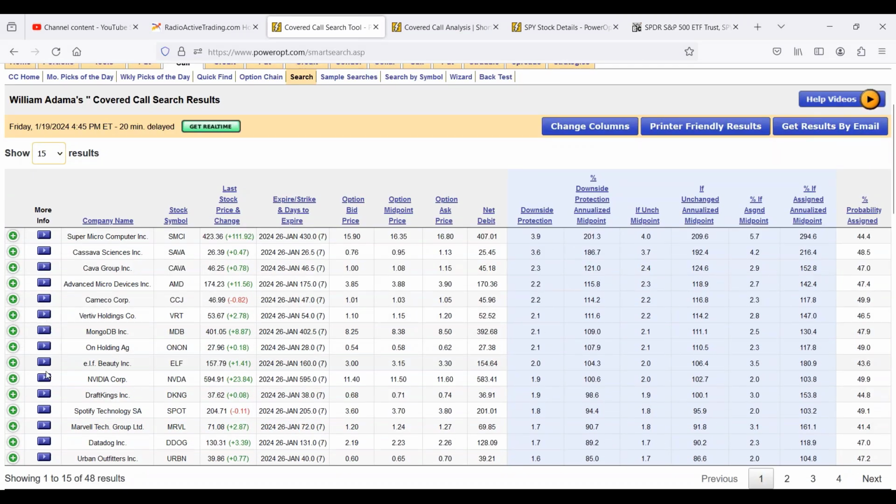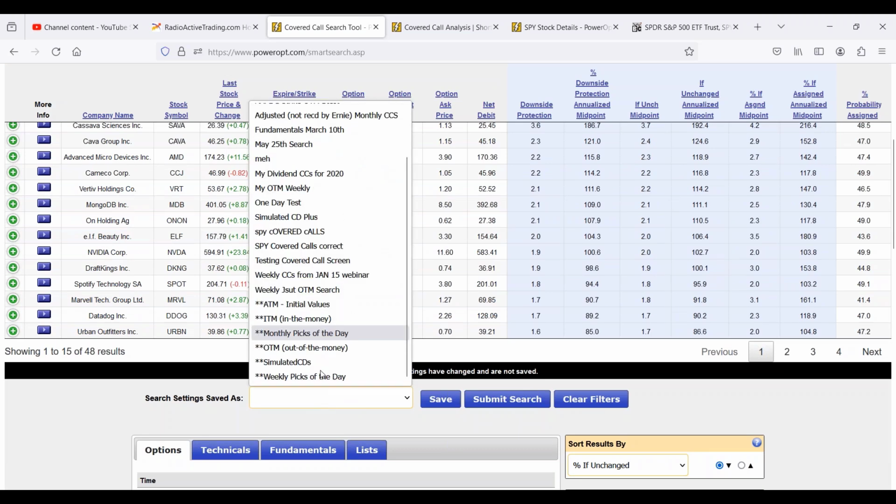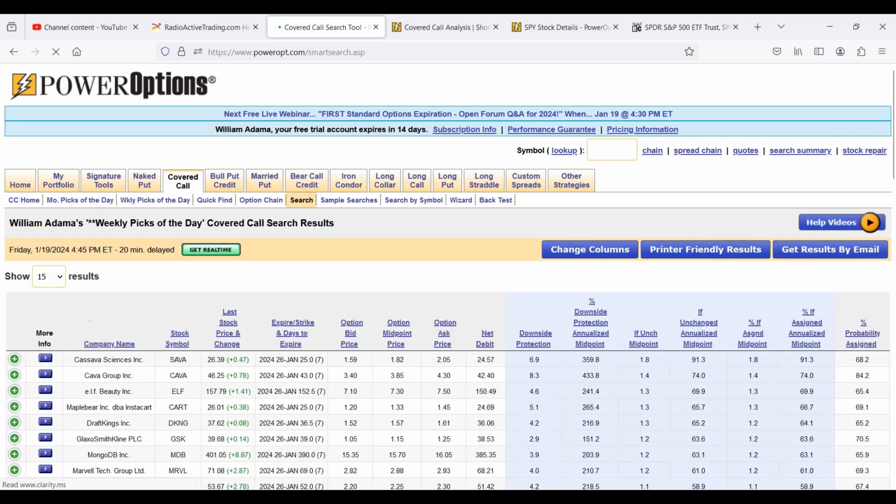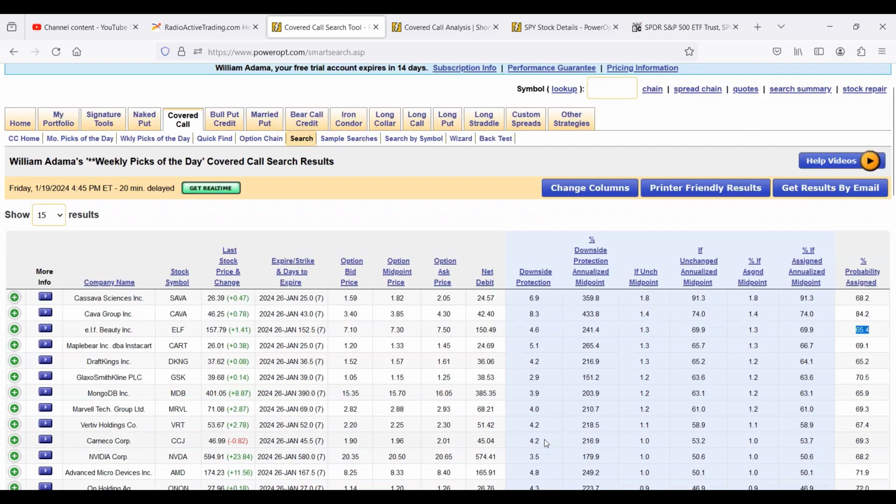And of course, you can see that. Let's just take ELF since we were talking about it earlier. Oh, I'm sorry, let me go back to the weekly picks of the day here. This was the one that was most updated. The close ELF is still in there, but the stock's at 157.79. We're seeing the 152.50 for almost that same 730, 735 price. We saw the 154 at 1 p.m. today. So it's still that 4.6, 4.8% downside protection with a 1.3% return if assigned and a 65.4% probability of getting assigned and earning that return.